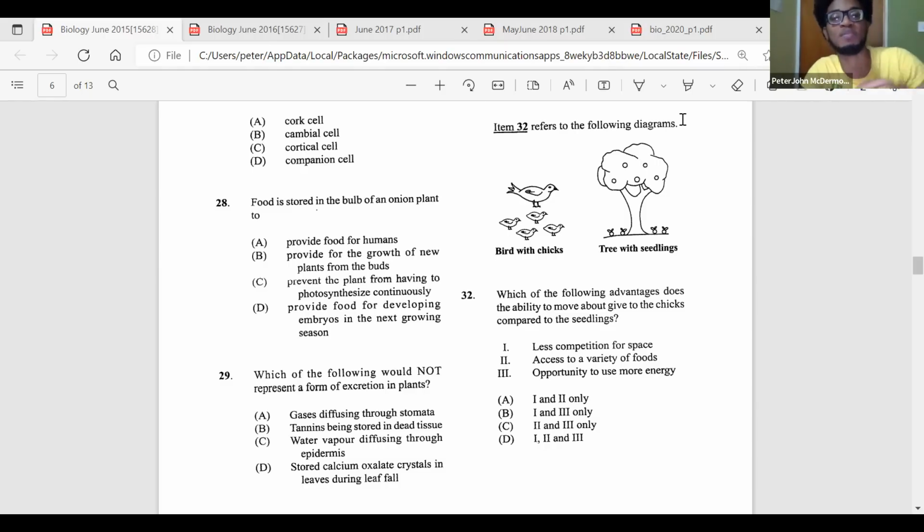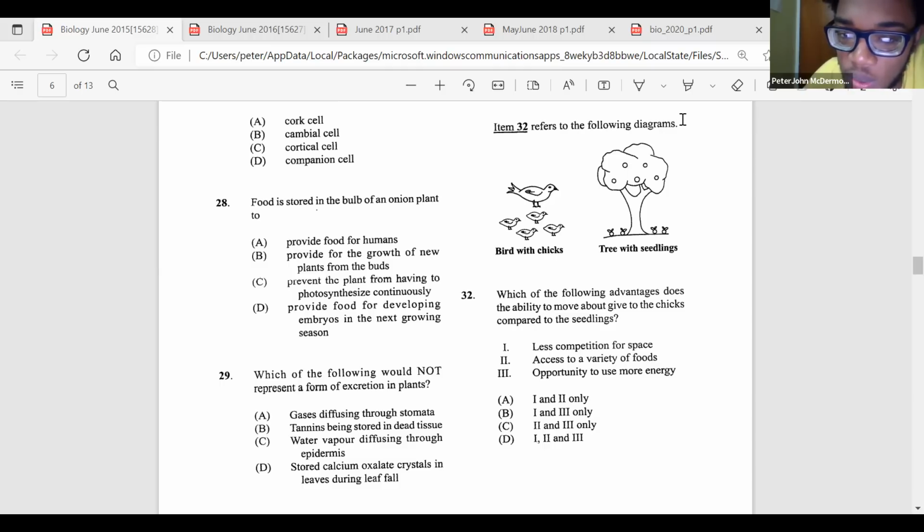Because I don't know how you plant an onion. But if I were to decide, what would I say? Provide food for the embryos in the next growing season versus provide for new plants from the buds. I'd probably say B. Honestly, I'd probably say B.